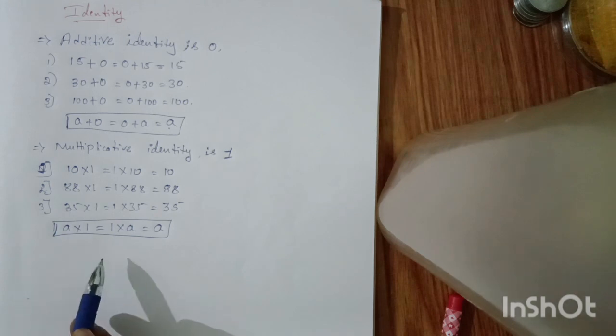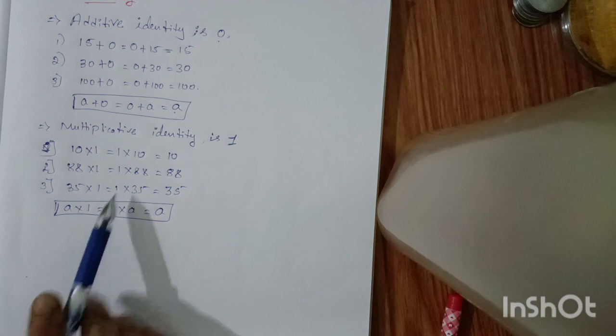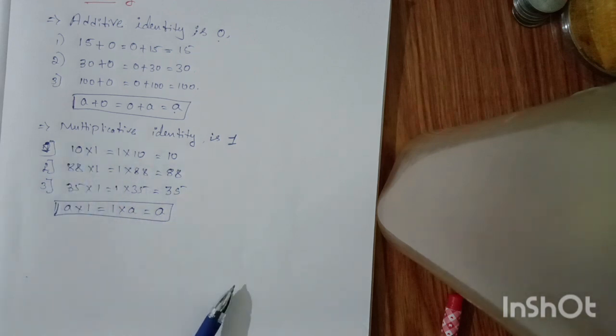So here, the additive identity is 0. It means if we add 0 to anything, we get the number itself. The multiplicative identity means if we multiply any number by 1, we get the number itself. So that is, the multiplicative identity is 1.